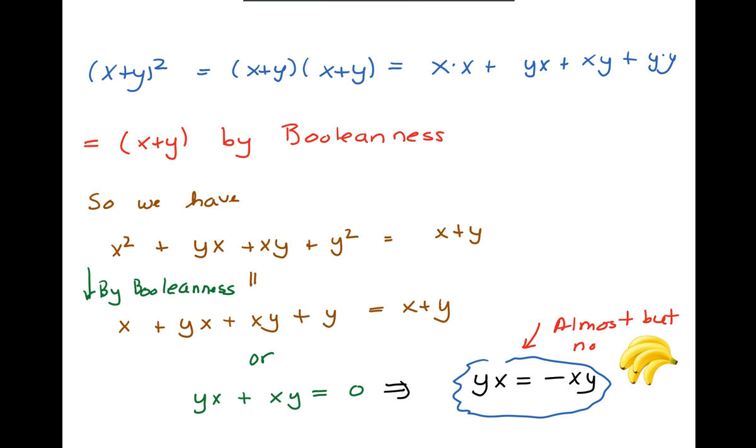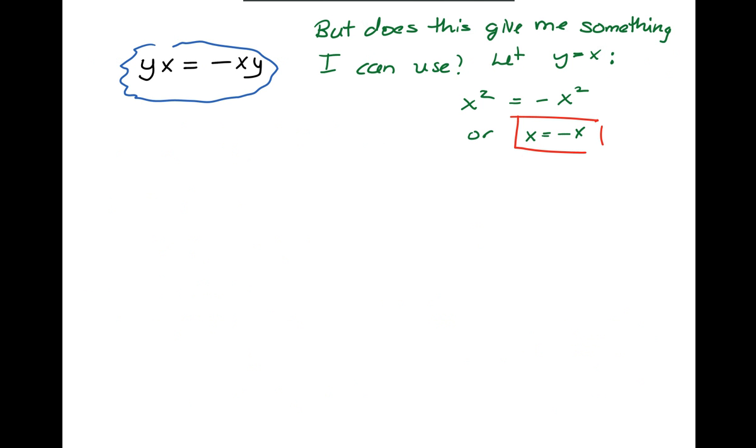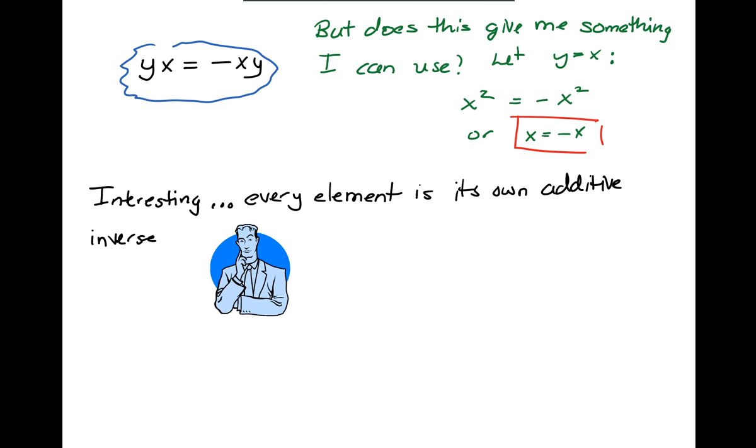But I looked at this. I thought maybe this is something I can use. It's a property that I've derived. Maybe I can use it somewhere. Does this give me something? Well, if I set y equals x in this formula, I get that x squared is minus x squared, or x is minus x, because x squared is the same thing as x. That gives me something very interesting. What that tells me is that every element, because x was arbitrary, is its own additive inverse.